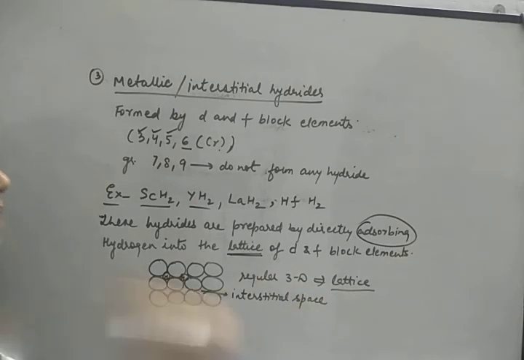So in these metallic hydrides, what happens actually is the hydrogen is directly adsorbed into the lattice. So hydrogen occupies the vacant space or the interstitial space. That's why these hydrides are known as interstitial hydrides. Now all the vacant spaces are not filled. Suppose we have 100 vacant spaces, and out of 100 vacant spaces, suppose only 30 are filled with hydrogen. Such compounds which do not have a same ratio of cation and anion are known as non-stoichiometric. So these hydrides are non-stoichiometric in nature.